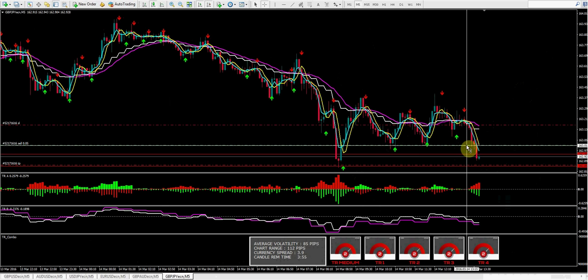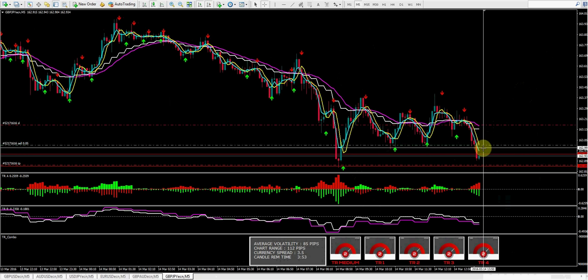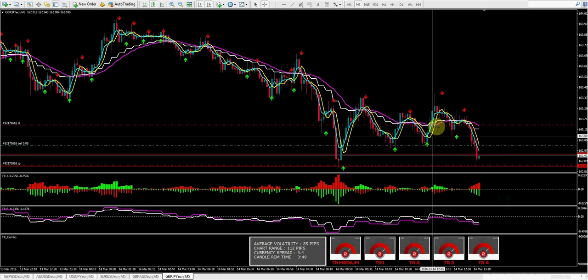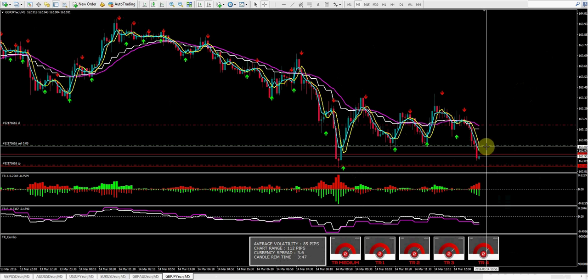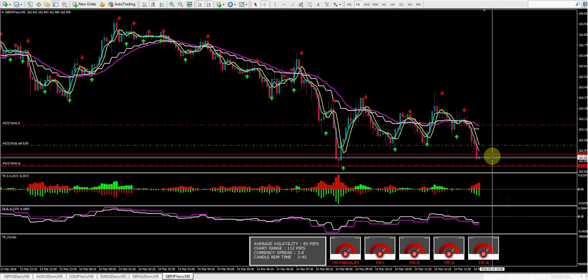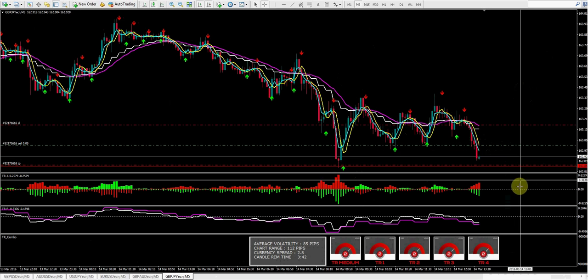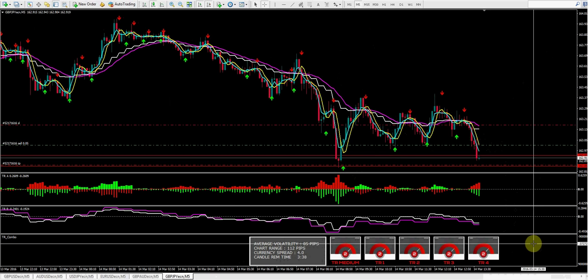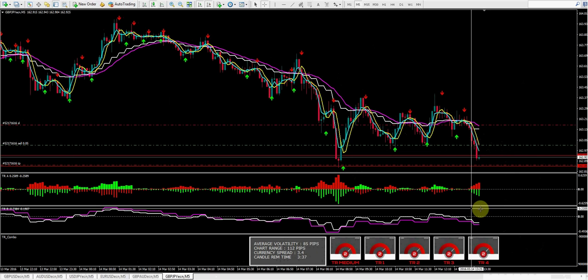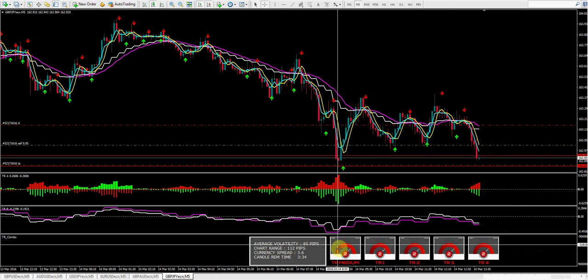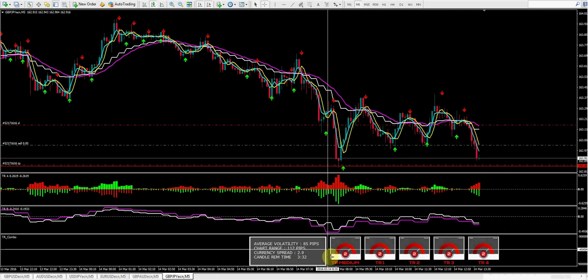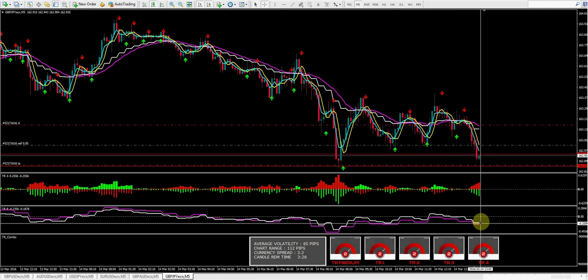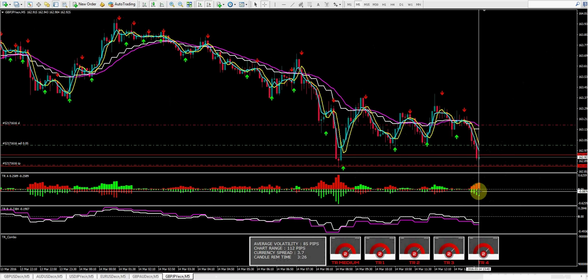If it does come back up here, hopefully it'll use this level as resistance because it's already used it as support a couple times. So hopefully that will turn into resistance and push it back down. But yeah, so far everything still looks good for our short. Still all red here, still all twos, still below zero, hasn't crossed up over. Still got reds over the green.